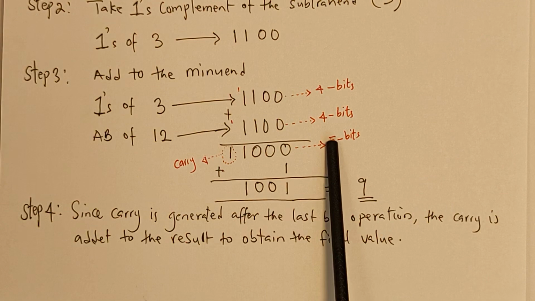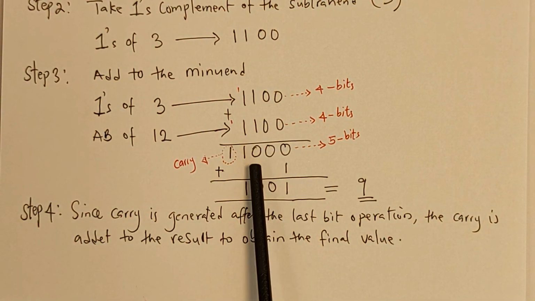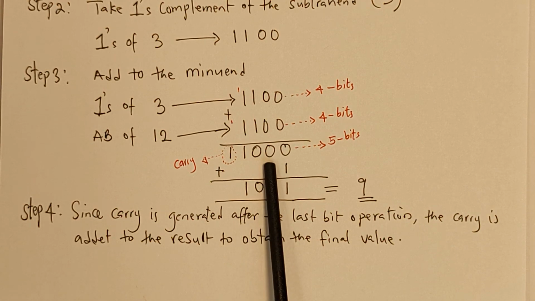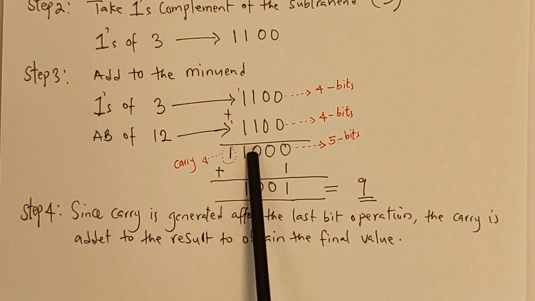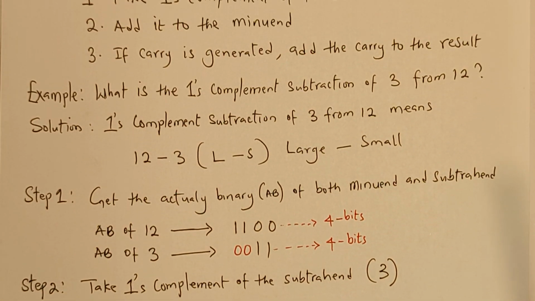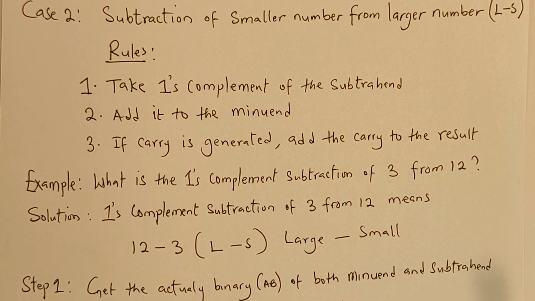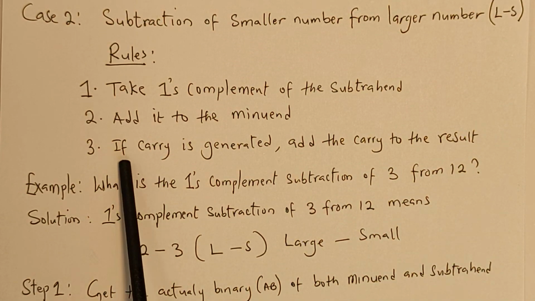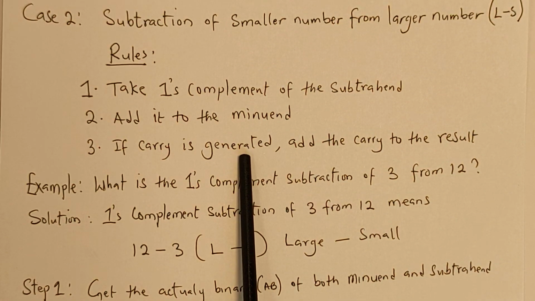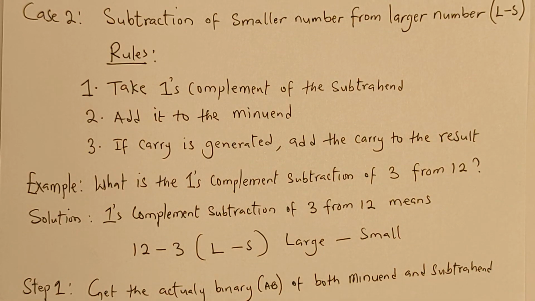So we have our answer to be 11000. Now this gives us the answer in 5 bits, which is not supposed to be. So in this case, if carry is generated, we need to add it to the result. That is the rule. That's the third rule. So that's what the third rule says. It says that if carry is generated, add the carry to the result. So this is what we're going to do.